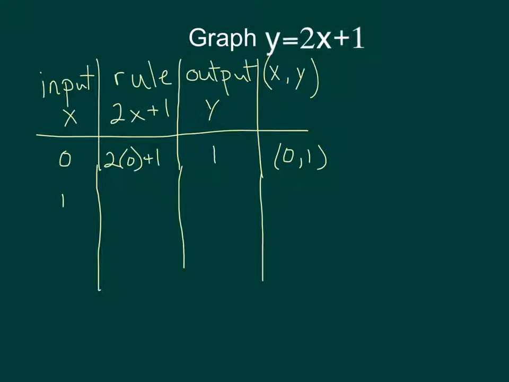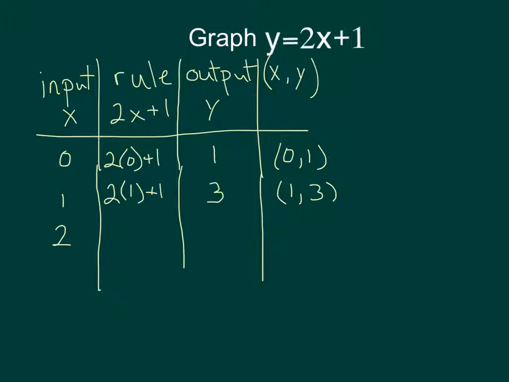I'm just going to go 1. So I'd go 2, times 1, plus 1. So 2 times 1 is 2, plus 1 is 3. So my y, my output, would be 3. So when x is 1, y is 3. So that's my next pair of coordinates.